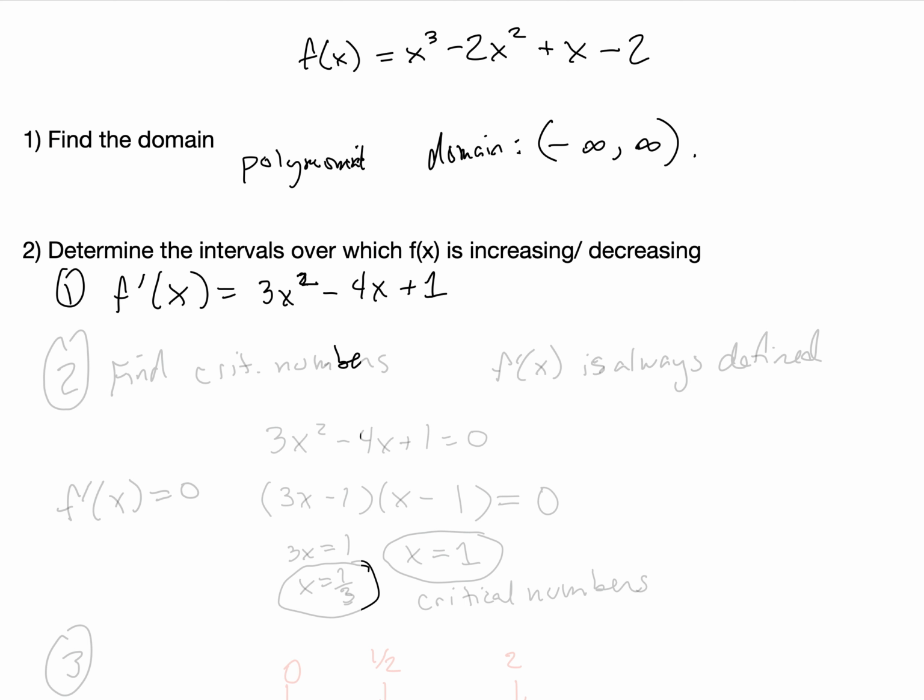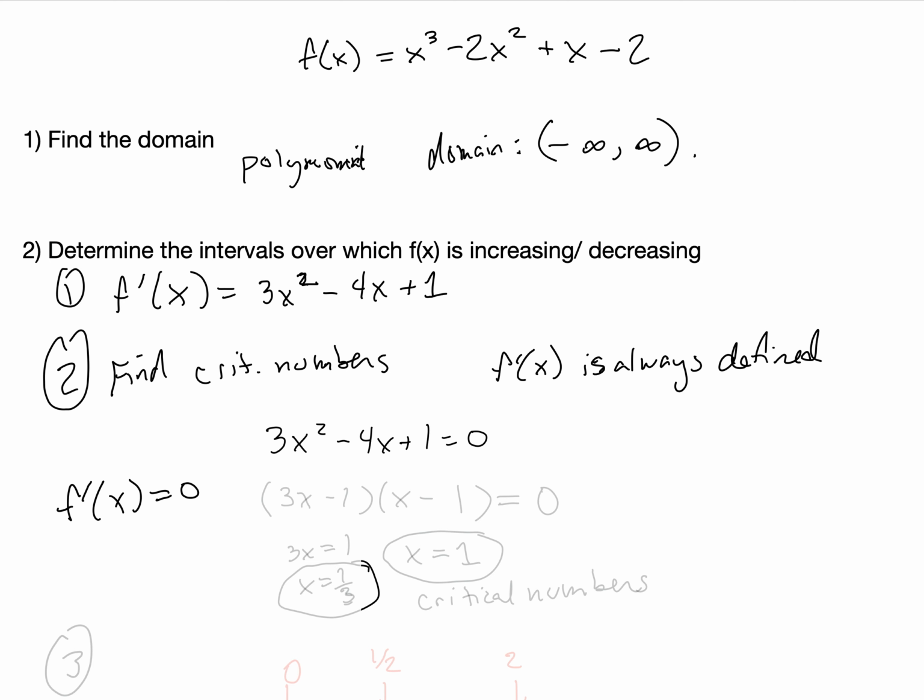Now we need to find the critical numbers or critical values, the places where f prime of x equals 0. Note that f prime of x is always defined, since this is again just a polynomial, so there aren't going to be any places where f prime of x does not exist. We just need to find places where f prime of x equals 0. So we can set 3x squared minus 4x plus 1 equal to 0.